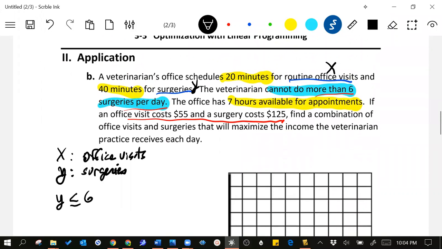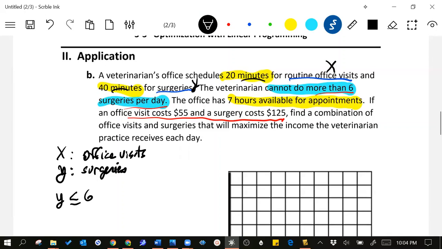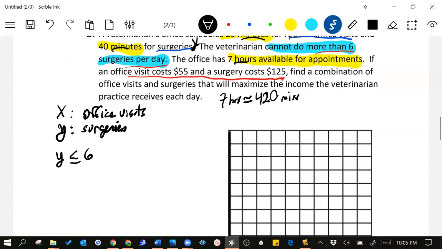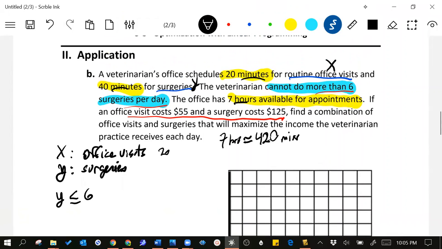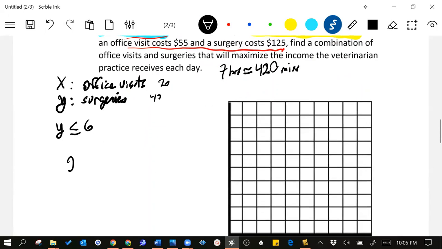Actually, let's make the other equation first. Okay. Now here's one thing. We're dealing with minutes and then hours. We could change the 20 minutes to 1/3 of an hour and 40 to 2/3 of an hour, but it's probably more reasonable to instead say that you have 7 hours equals 420 minutes and use the minutes for totals. All right. The reason we'll do that is because we know that each office visit is 20 minutes and each surgery is 40 minutes. So we can now say that the number of office visits times 20 minutes plus the number of surgeries times the 40 minutes has to be less than or equal to the 7 hours in the day.